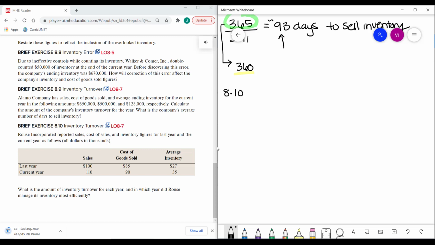So we're looking at Rouse Incorporated. They reported sales, cost of sales, and inventory figures for last year and the current year as follows. What is the amount of inventory turnover for each year? And in which year did Rouse manage its inventory most effectively? All right, so we'll do last year. Remember, inventory turnover is going to be your cost of goods sold divided by your average ending inventory.